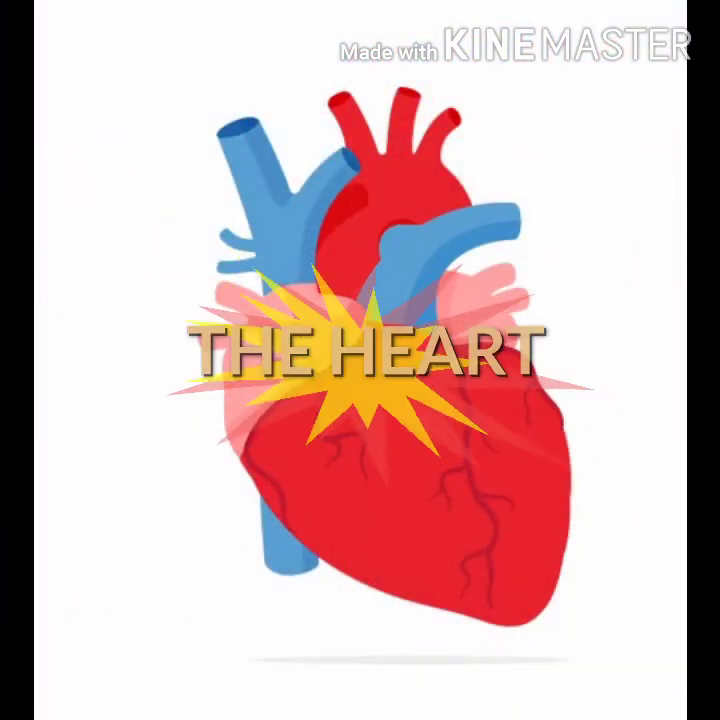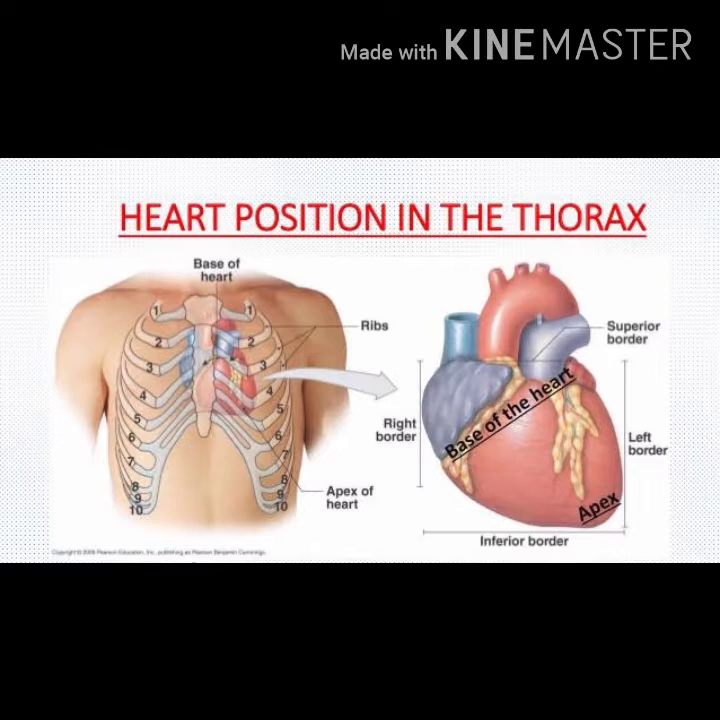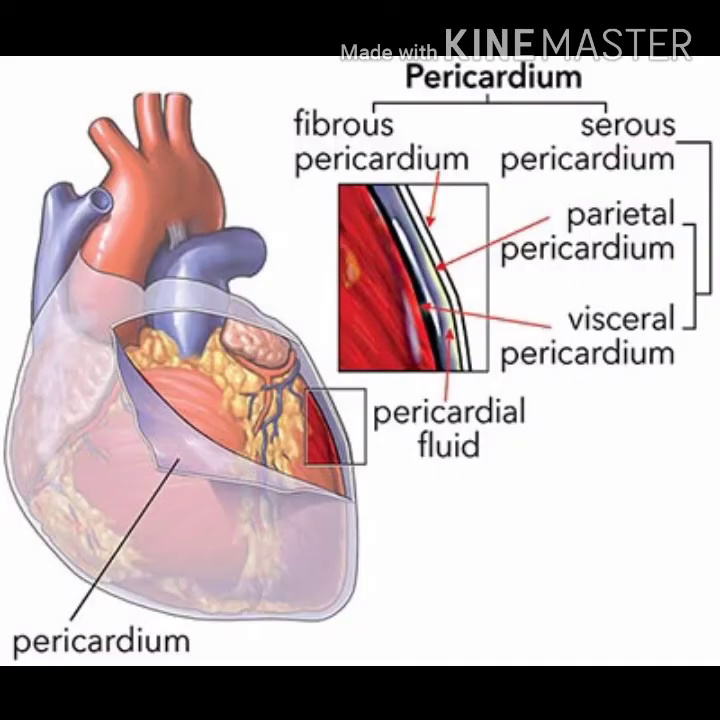Let's move on to the heart. The heart is a muscular pumping organ that pumps the blood, and it is located in the thorax between the lungs. The bottom tip of the heart is known as the apex, and it is directed toward the left hip. The heart is about the size of your fist, and it is covered with the walls and linings of the pericardial cavity, a special membrane known as the pericardium.